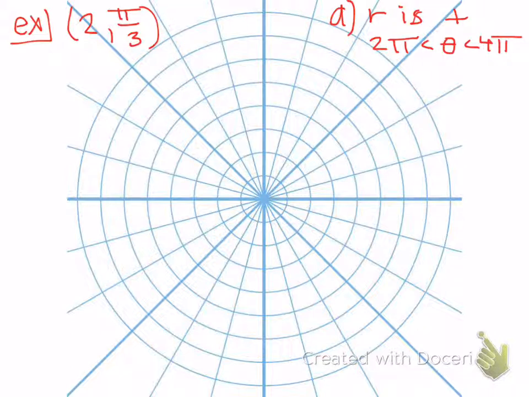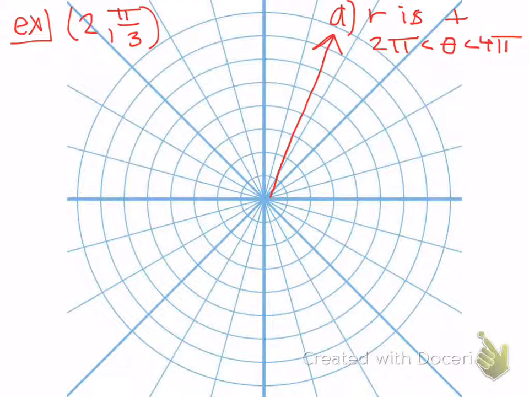use the formula. So we know pi over 3 is going to be exactly halfway between pi over 4, and pi over 4 is the halfway mark, and the pi over 2. So pi over 3 is right here, exactly halfway in between. And let's see. I want my r to remain positive, but I want my angle to be between 2 pi and 4 pi. So first we're going to plot the point.